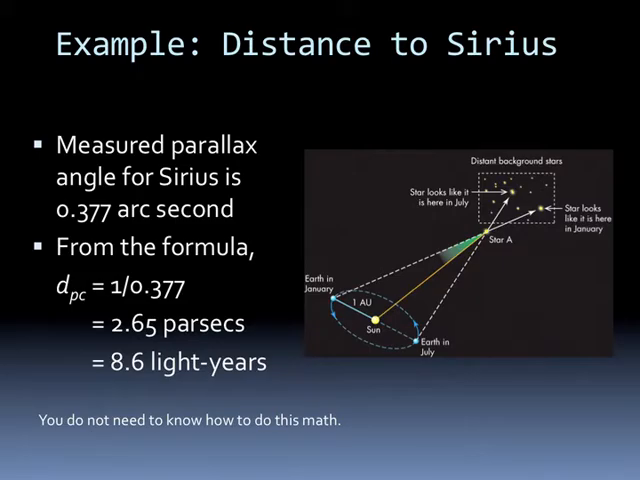And remember, an arc second is a 60th of a minute, arc minute, which is a 60th of a degree, which is 1 over 360 degrees around a circle. So from the formula, the distance, you don't need to know this formula. It's 1 over the angle, and it's 2.65 parsecs, or Sirius is about 8.6 light years away.